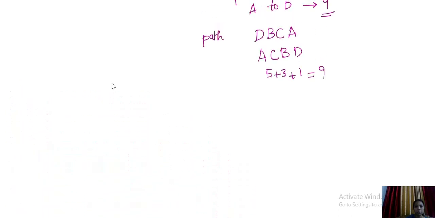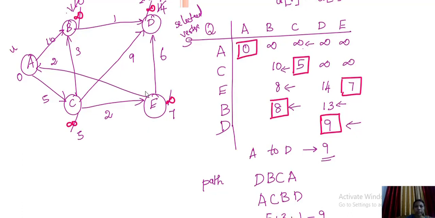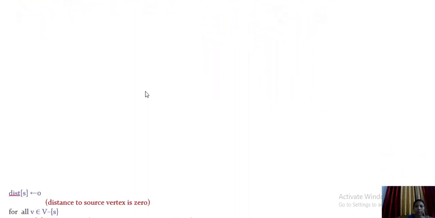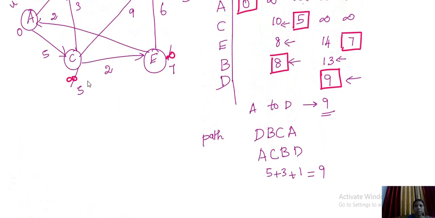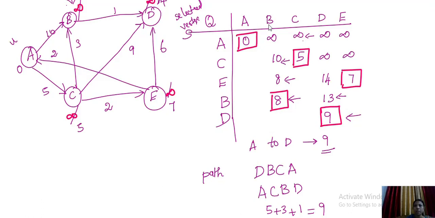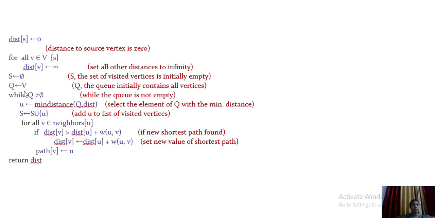Then we took two arrays, right? One is the S array, another one is the Q array. This Q array is initialized with all the vertices, and the S array has the selected vertices. So initially the S array doesn't have any selected vertex, so that is null. And the Q array has all the vertices. V means all the vertices, right? Capital V. So what are all the vertices? In Q we assign A, B, C, D and E. So Q is assigned all the vertices. So we are initializing the S array and the Q array.